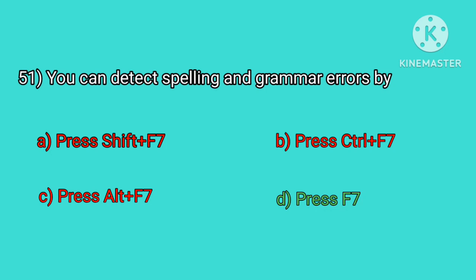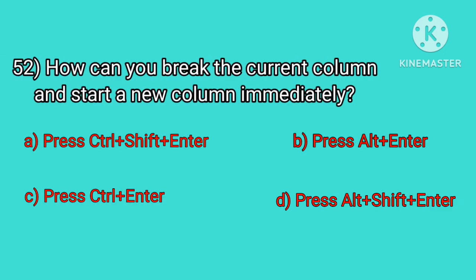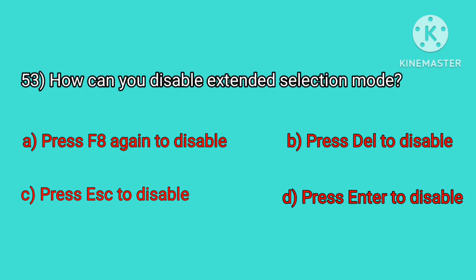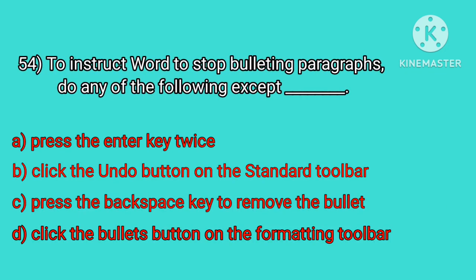You can detect spelling and grammar errors by function key F7. How can you break the current column and start a new column immediately? Press Ctrl plus Shift plus Enter. How can you disable extended selection mode? Press ESC to disable. To instruct Word to stop bulleting paragraphs, do any of the following except click the undo button on the standard toolbar.